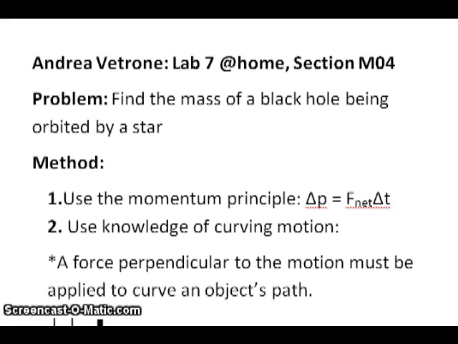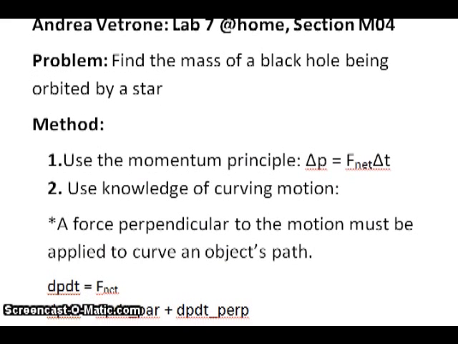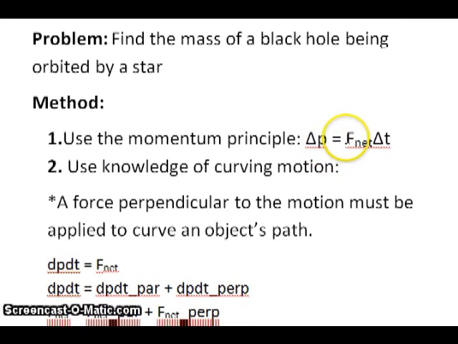The purpose of this lab was to find the mass of a black hole being orbited by a star. To do that, I used two things: the momentum principle, which is the change of momentum equals net force times the change in time, where momentum and force are vectors. I just couldn't draw the arrow.